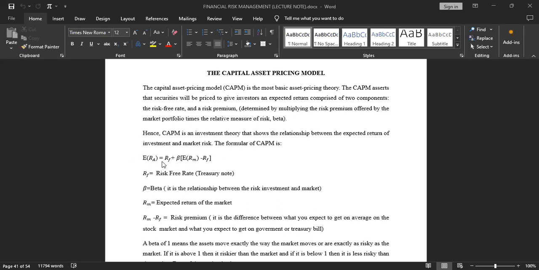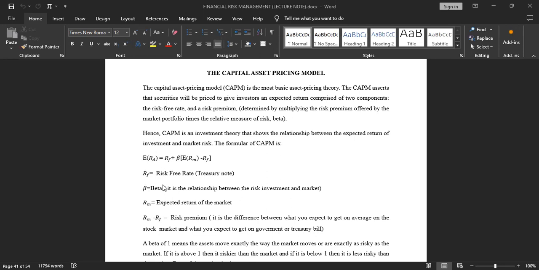Expected return on the asset you invested in is equal to risk-free plus beta. This is beta. Then, expected return of the market minus what? Risk-free. Okay, so that is it.